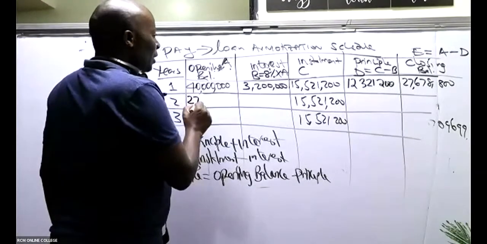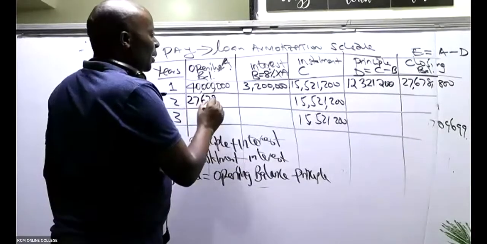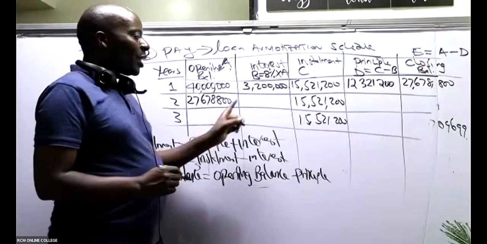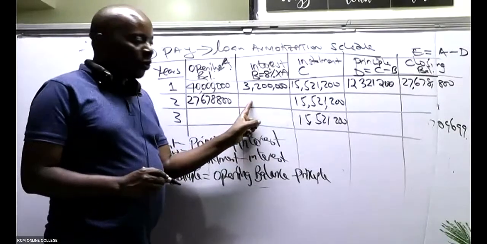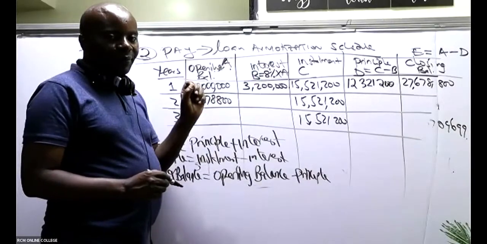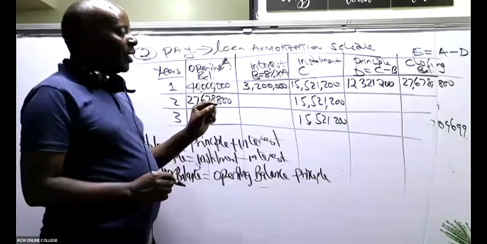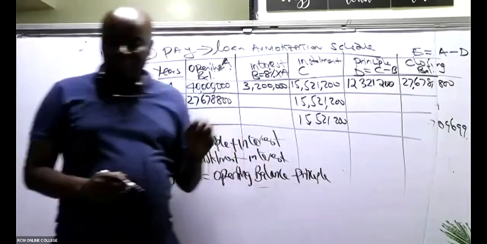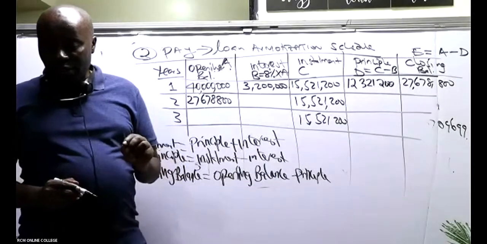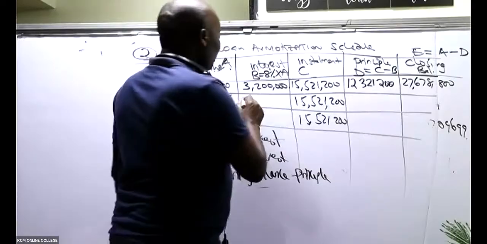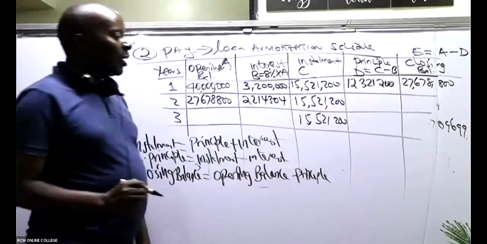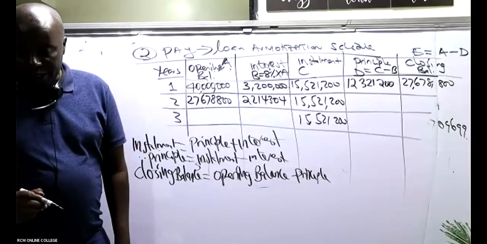So we have here 27,678,800. All right. Now this is the amount that we shall use to charge you year 2's interest. So you take this one times 8%, because always interest will be levied on the opening balance. Thank you very much. So, 2,214,304. All right. Thank you so much.